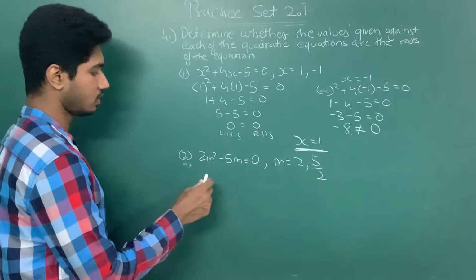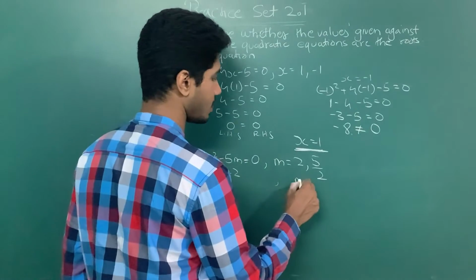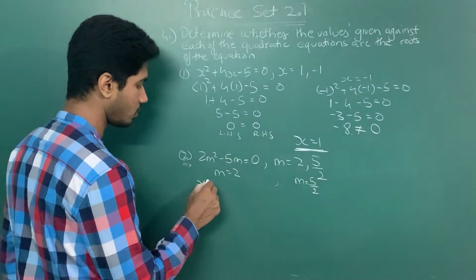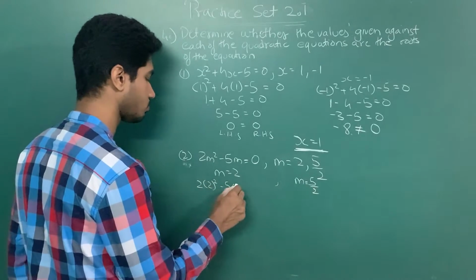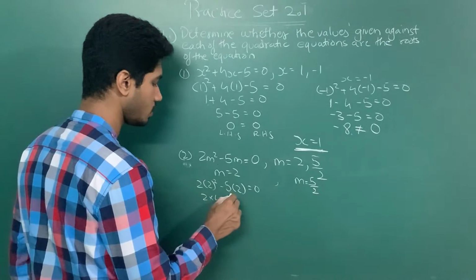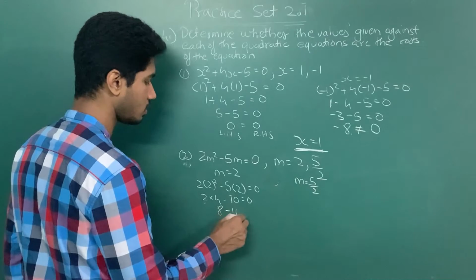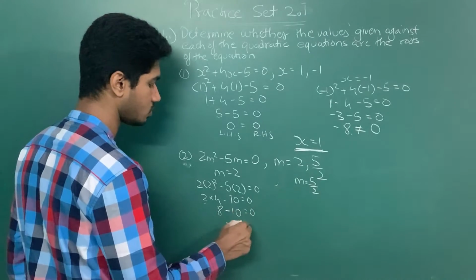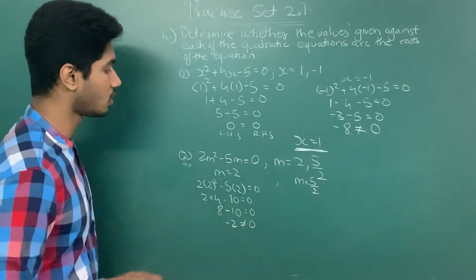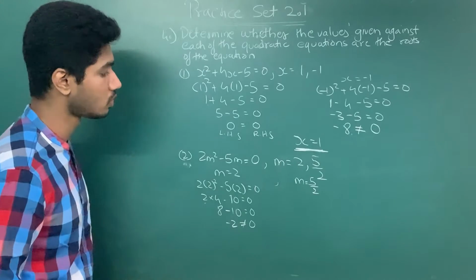Let's see the second question. We'll substitute m as 2 and m as 5 by 2. So in the place of m, we're going to write 2. So this turns to be 4, this turns to be 10. So 2 4s are 8, minus 10, and you get minus 2, which is not equal to 0. Therefore, m is equal to 2 does not satisfy 2m square minus 5m is equal to 0. We can say it is not a root.